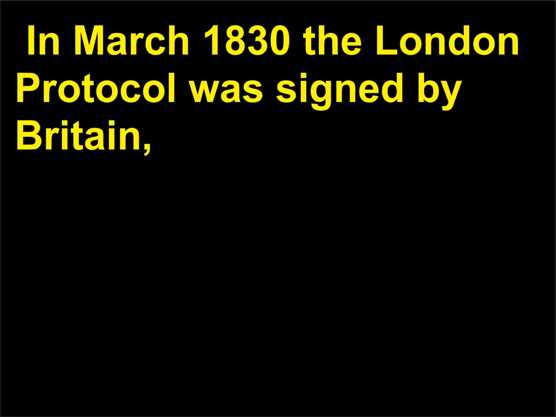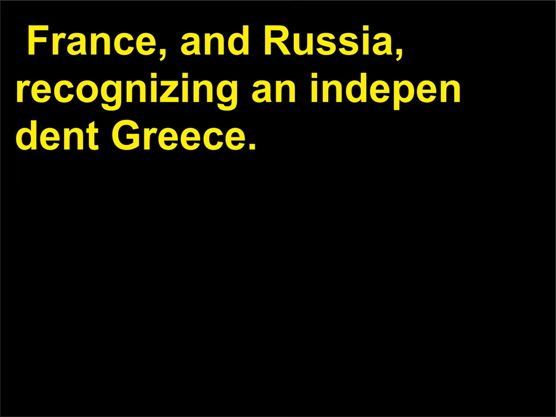In March 1830, the London Protocol was signed by Britain, France, and Russia, recognizing an independent Greece. Weary from the fighting, the Ottoman Turks accepted the terms of the proclamation later that year.